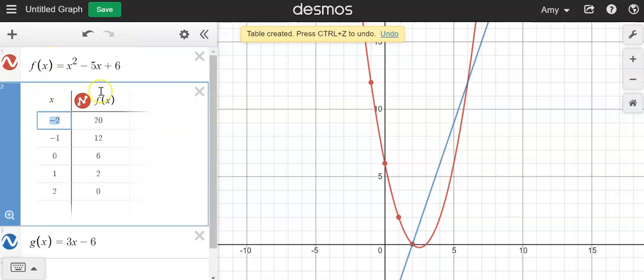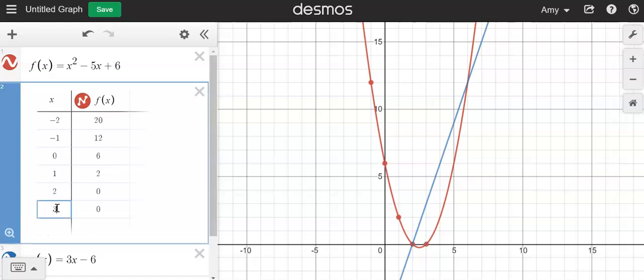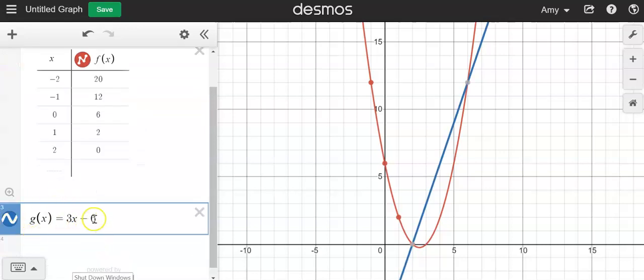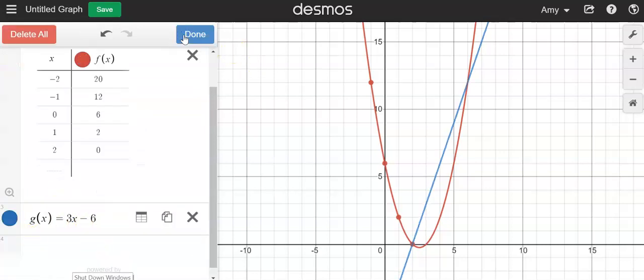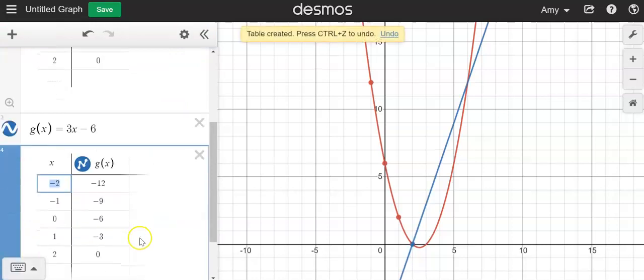All right, so now we see f of x as a table. It gives us 5 inputs with the 5 outputs. If you want more points, you type it in. So if I wanted the output for the input of 3, I type it in and it's 0. All right, now let's do it for g of x. So click in the box for g of x, go back up to edit list, and click on convert to table. And you'll see the similar table here.